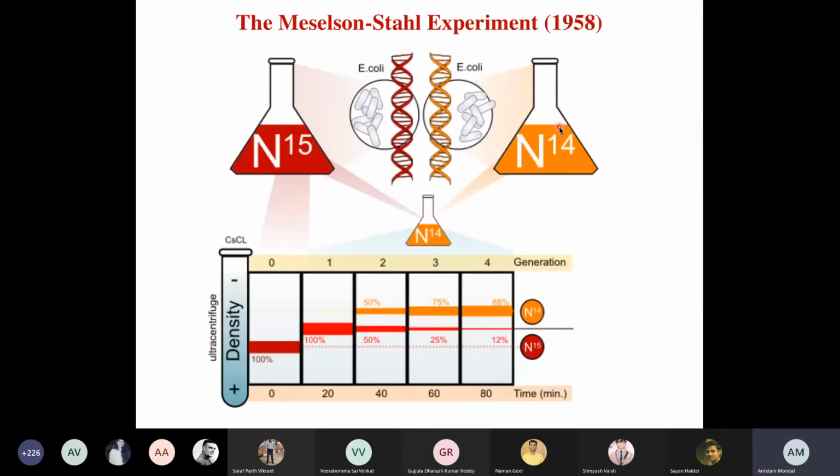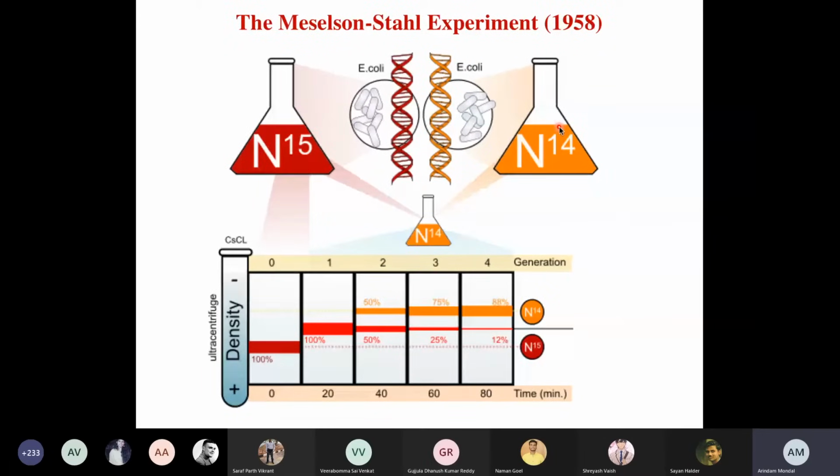So Meselson and Stahl, two scientists together, performed this experiment in 1958. Remember 1953, when Watson and Crick described the double helical structure of DNA, right? And five years later, Meselson and Stahl performed this experiment to show how these double-stranded DNAs actually form during the DNA replication process.